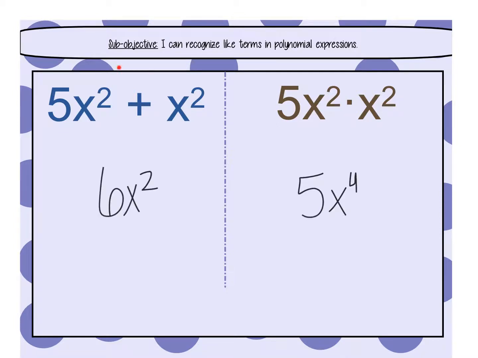All right, so over here, I'm combining like terms because I'm adding. So 5x squared plus x squared, that is like 5x squared plus 1x squared, which gives me 6x squared. But 5x squared times x squared is going to be 5 times 1, which is 5, and x squared times x squared is x to the fourth.